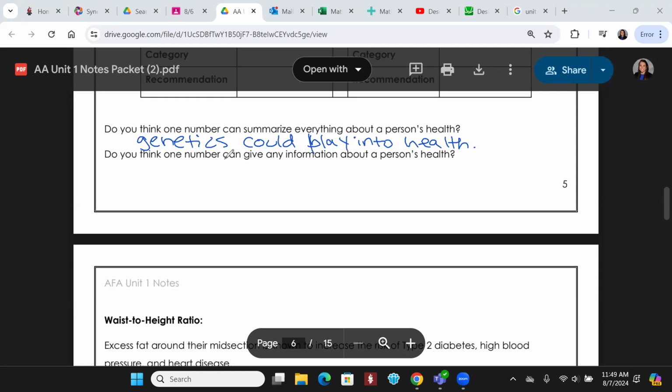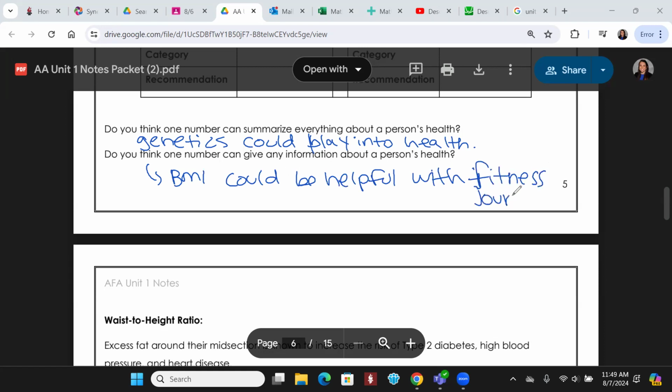Do you think that one number can give any information about a person's health? Do you think that this is helpful information to calculate a BMI? I guess in certain situations. If you want to work out, then it probably would be essential. Okay, so BMI could be helpful with a fitness journey. Questions on BMI? On Tuesday, you'll have a quiz over BMI and how to calculate it. Remember, I'll give you the formula, but you have to have those conversions memorized.